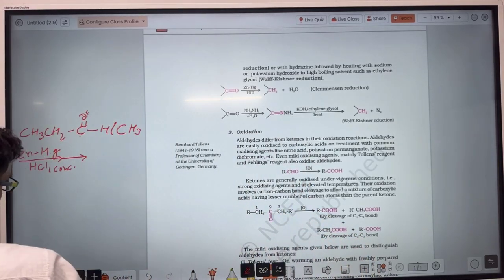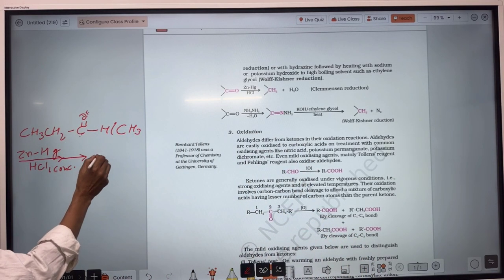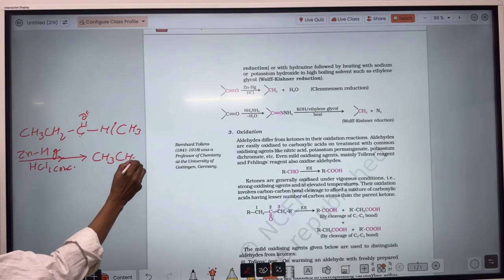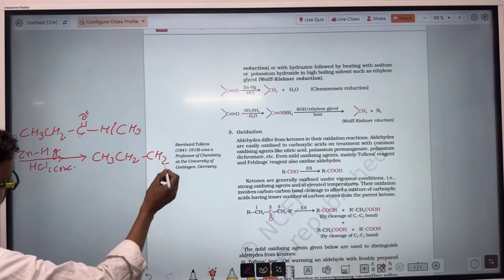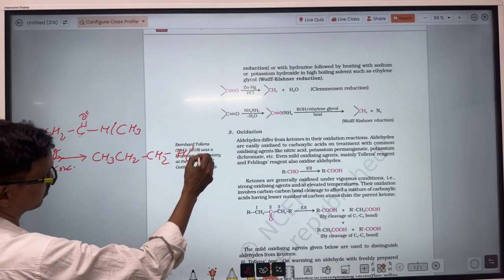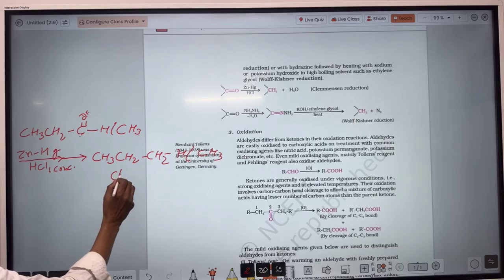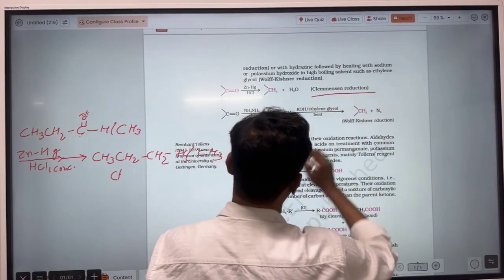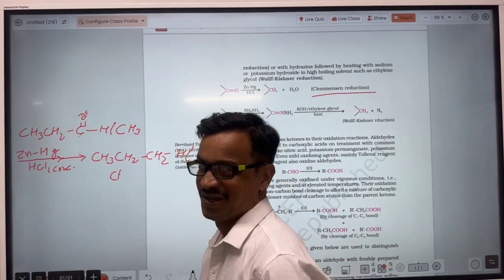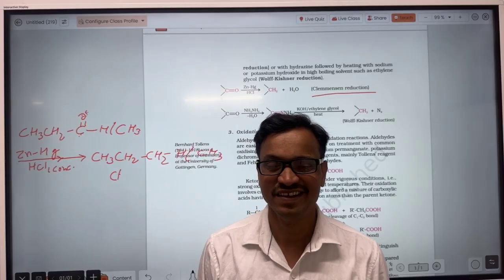So here, 1, 2, 3, there will be formation of a product where two hydrogens bond there, and the other group will be either hydrogen or CH3, depending on the compound. This reaction is called Clemmensen reduction. What is the role of amalgam?